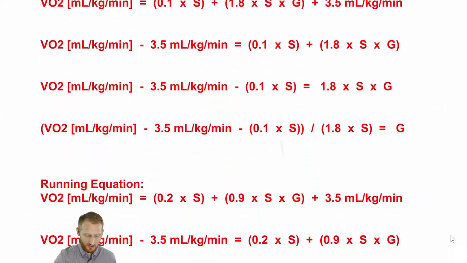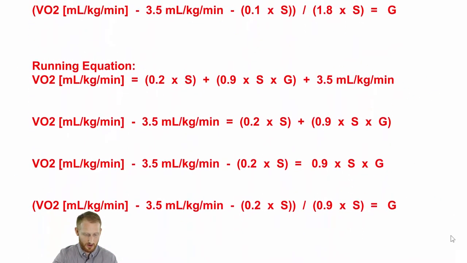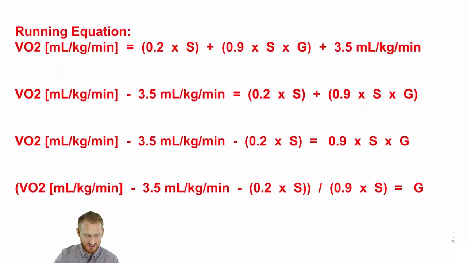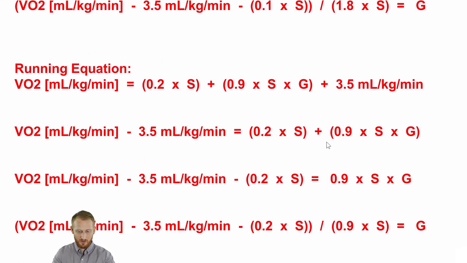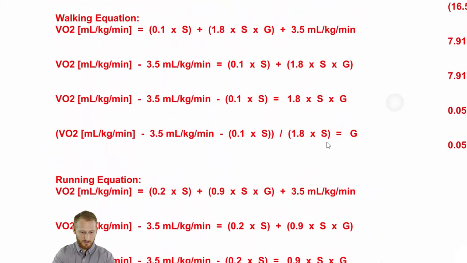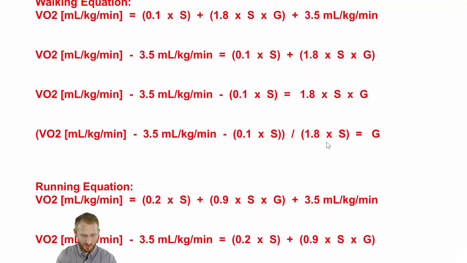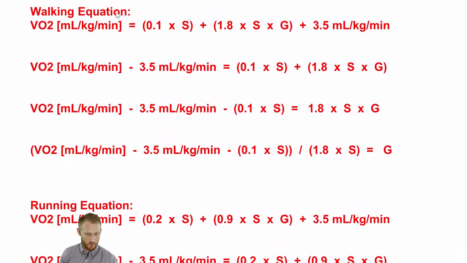If we look at the running equation, it's very, very similar here. All right, so I'm not going to go over each step of this because it's exactly the same, just with a slightly different starting place, because some of the constant values are different here. Let's look at that real quick. So the only real differences we have is in the walking equation, it was 0.1 times speed. In the running equation, it's 0.2 times speed. Up here, it's 1.8 times speed times grade. Down here, it's 0.9 times speed times grade. And we still have the same 3.5 for the resting components of this.